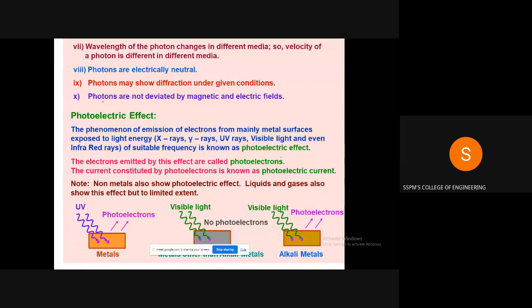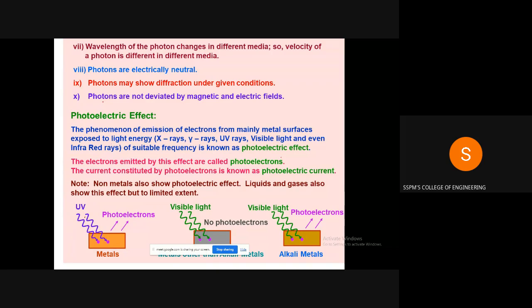Next, non-metals also show the photoelectric effect. Liquids and gases also show this effect, but to a limited extent. This means different metals require different types of photons. Photons vary in their frequency, in their periodic time, in their wavelength, and in their energy.